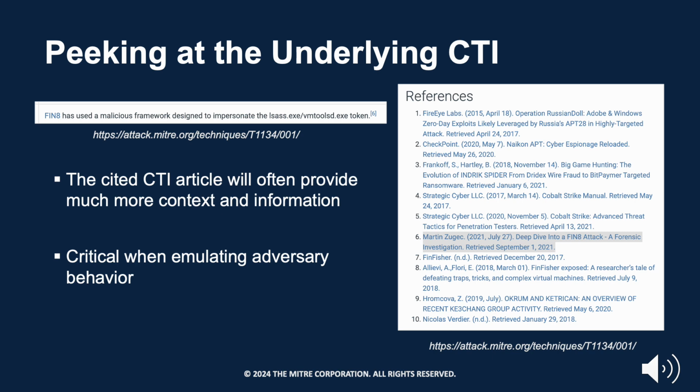Since the procedure summary doesn't go into much detail, we'll want to look at the CTI references to perform a deeper analysis. At the bottom of the ATT&CK page for token impersonation and theft, we can find a link to the CTI article that the FIN8 procedure example references. The cited CTI articles will often provide more context and information, both of which are necessary when emulating adversary behavior. We want as much information as possible so we can perform a more accurate emulation.